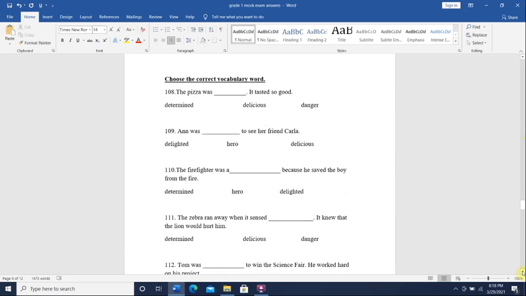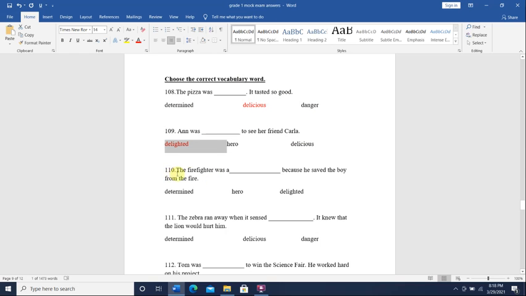Now we're going to choose the correct vocabulary word. The pizza was blank. It tasted so good. The pizza was determined, delicious, or danger. The pizza was delicious. Anne was blank to see her friend Carla. Anne was delighted, or hero, or delicious. Anne was delighted. What does delighted mean? It means she was happy to see her friend Carla.